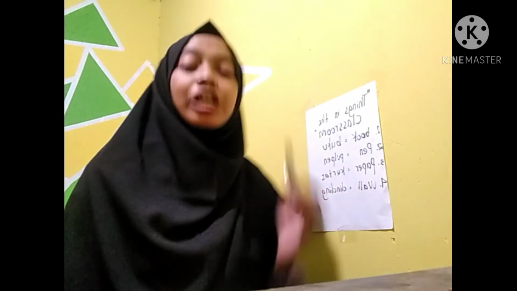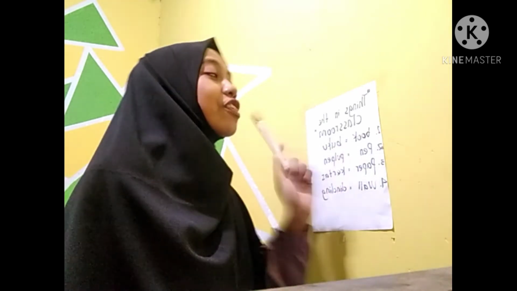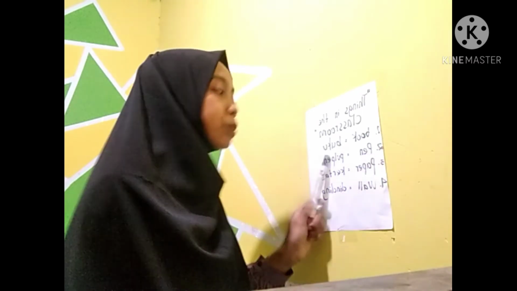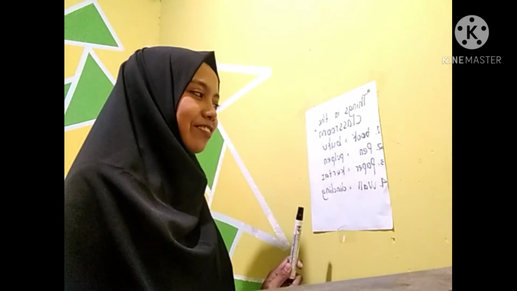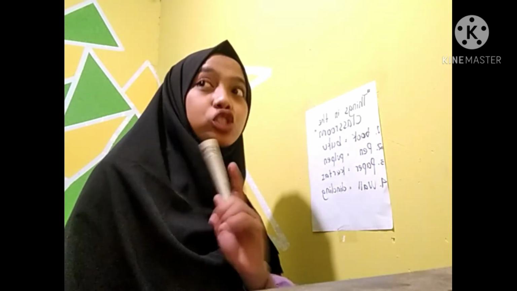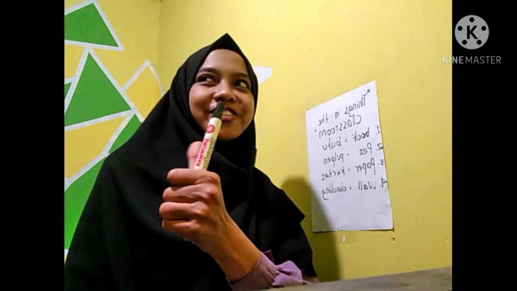So please listen carefully. Things in the classroom. Things in the classroom. Book, buku. Pen, pulpen. Paper, kertas. Wall, dinding. So now repeat after me, okay? 1, 2, 3. Things in the classroom. Things in the classroom. Good.